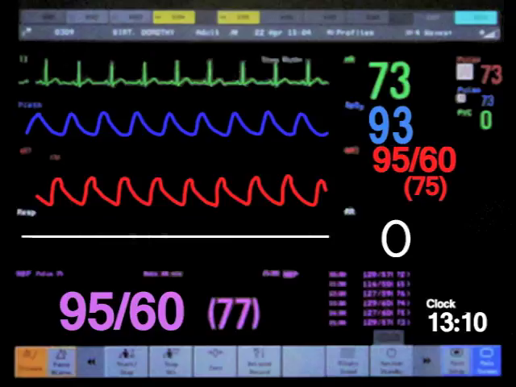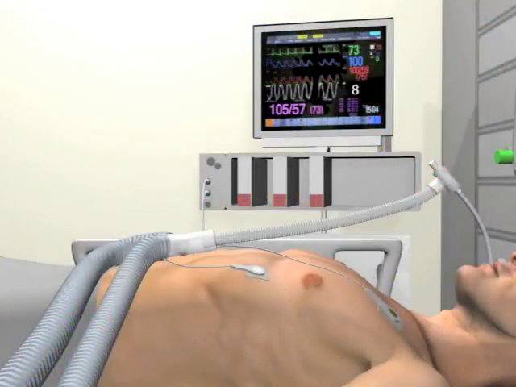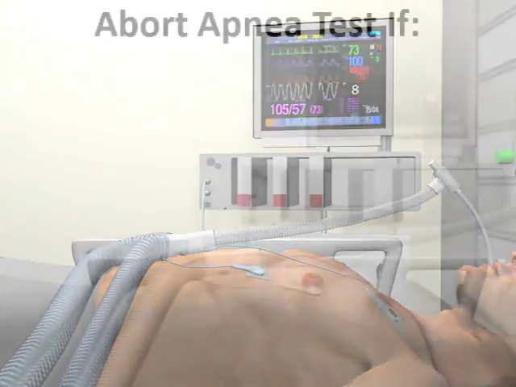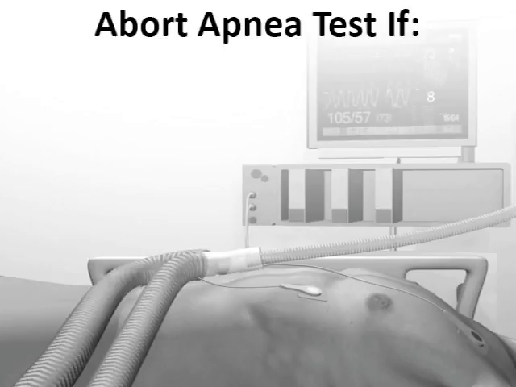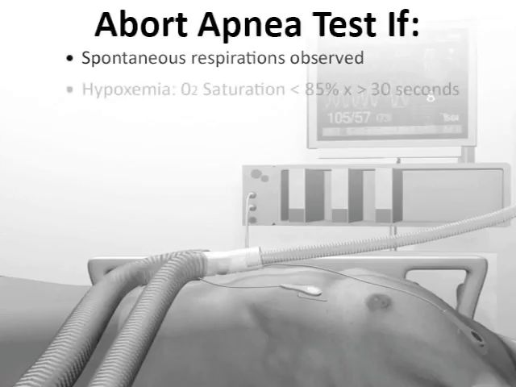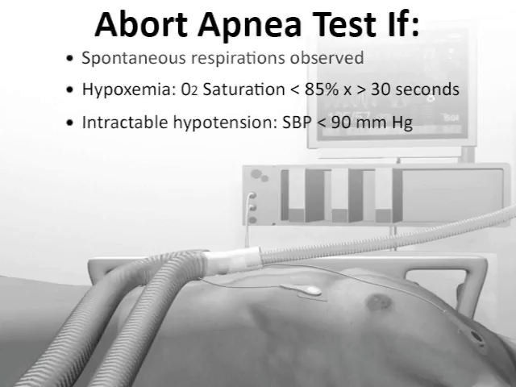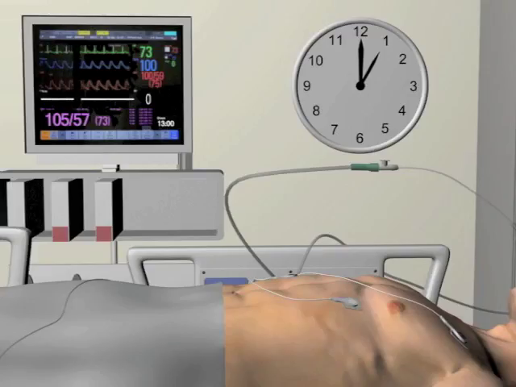An apnea test must be aborted if there is either spontaneous respirations observed or hypoxemia with an oxygen saturation less than 85% for longer than 30 seconds, or intractable hypotension with systolic blood pressures consistently less than 90 millimeters of mercury, not readily responsive to vasopressors. In the case where hypoxemia has not occurred and the blood pressure can be maintained, the apnea test duration should be at least 8 minutes and longer in patients that are hemodynamically stable.